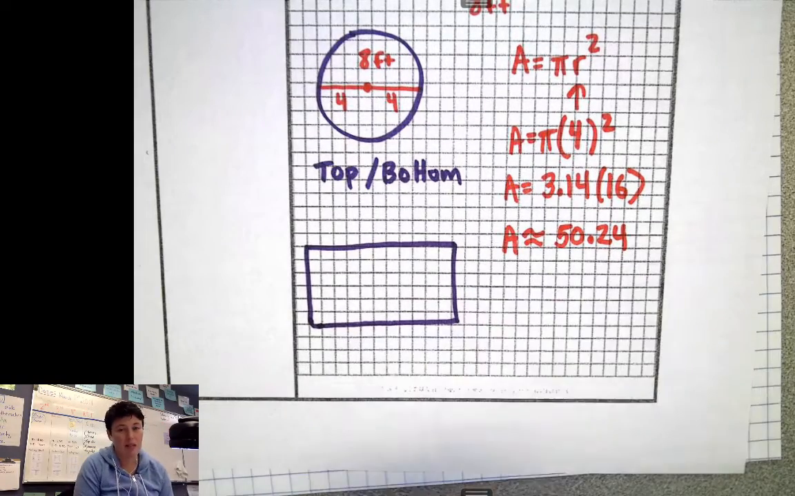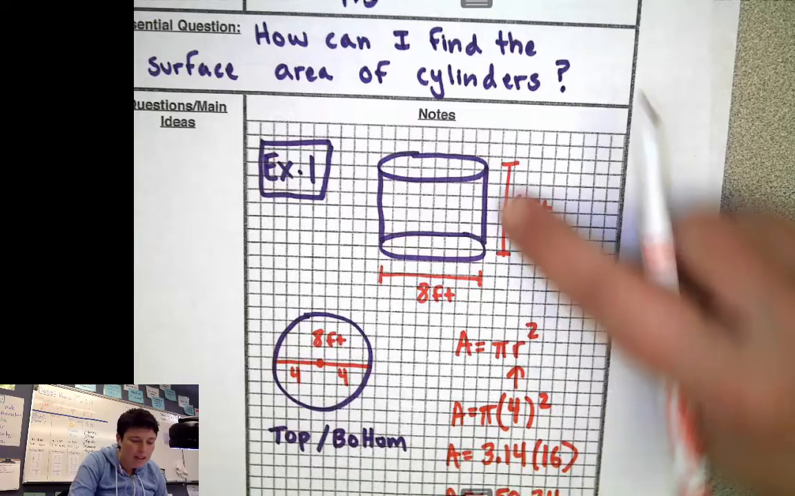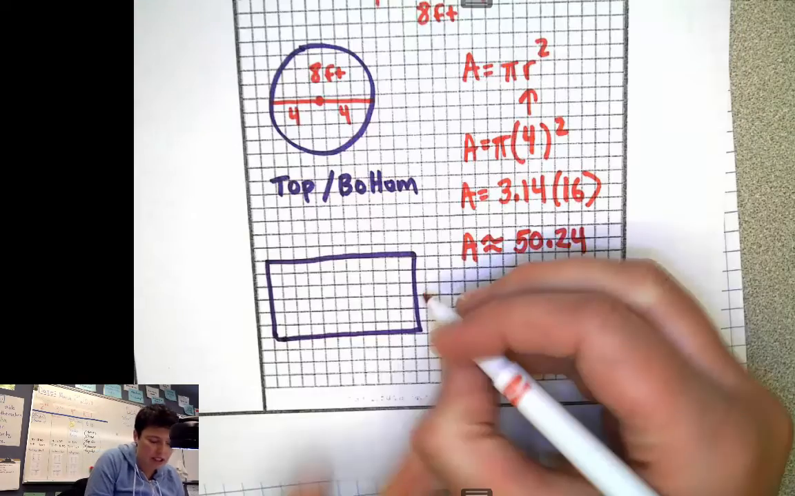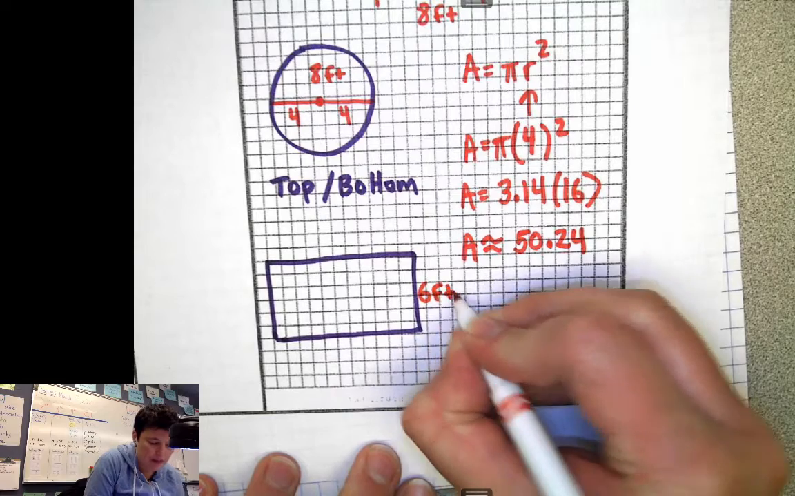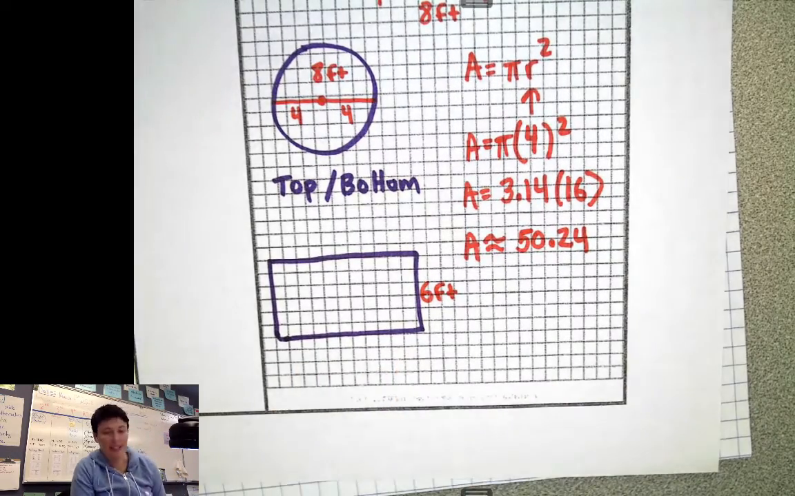The width is going to be easy for me because if I look at the picture of my cylinder up here, it's 6 feet wide on the side here. So when I unroll it, this is 6 feet. But this part's tricky to find, the length. So let's see if you can remember this from the last video.